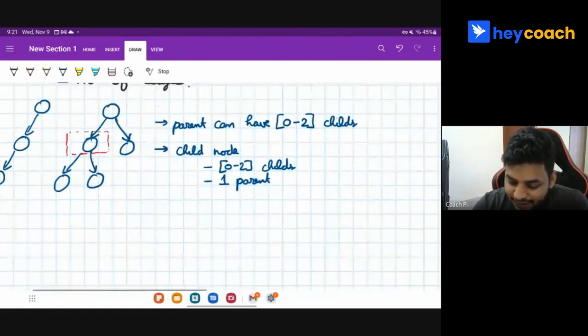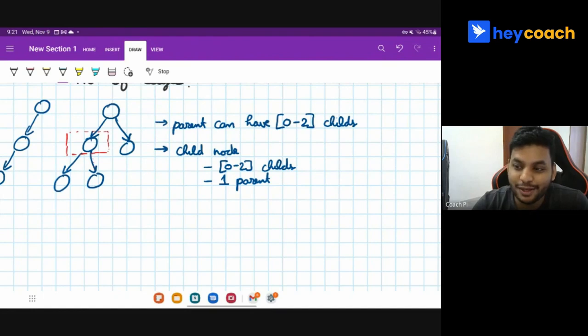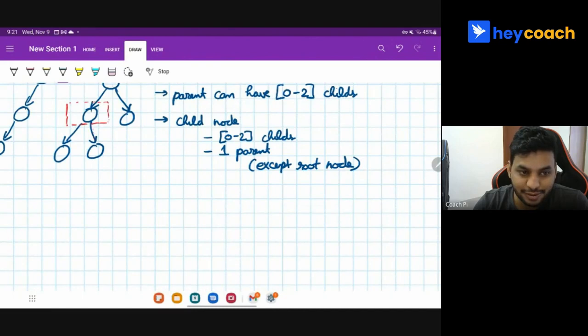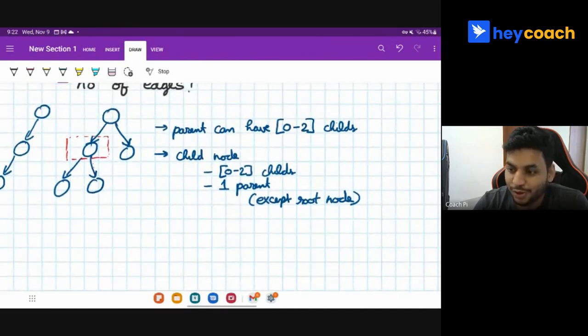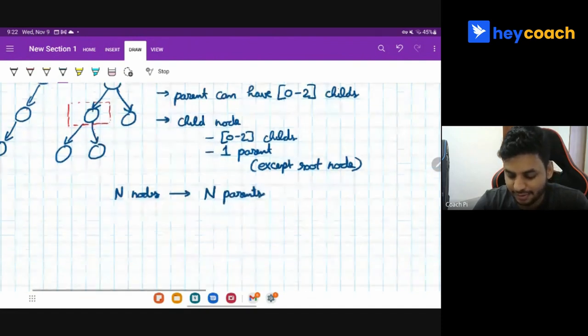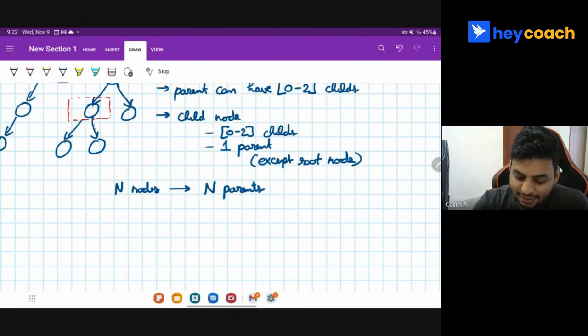And then when we say one parent, every node is definitely going to have one parent except the root node. So one exception will be there, except the root node. Every other node is going to have one parent, right? So there are n nodes. How many nodes do we have? We have n nodes, right? So how many parents will we have? N parents, and that will be minus 1 for the root node.